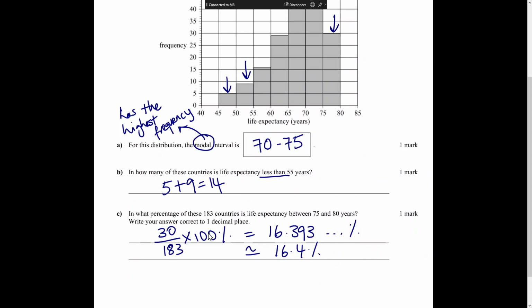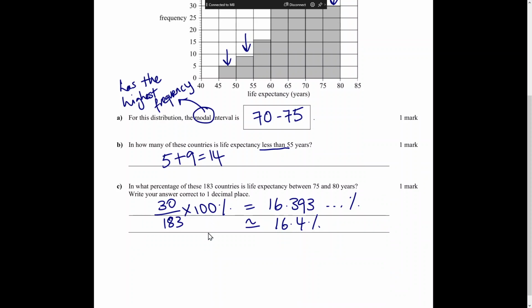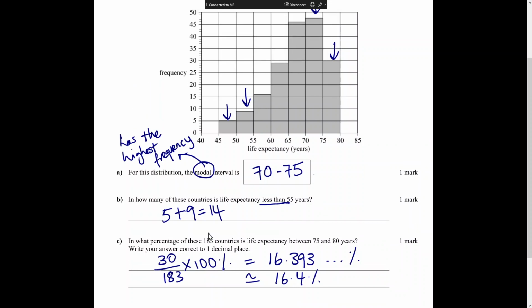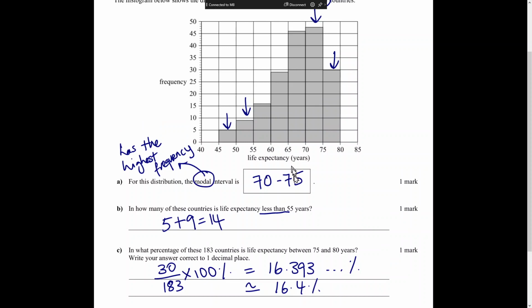Part B was all right. Part C was not done very well. There were a few issues here. So one issue was converting the number 30 divided by 180 to a percentage. If you've got a fraction and you want to change it to a percentage, you need to multiply by 100 and put a percent sign on.